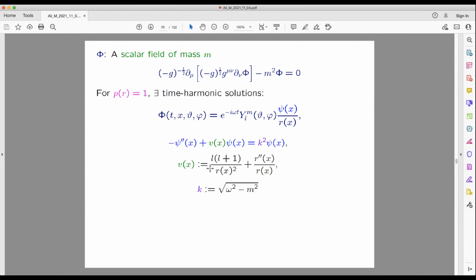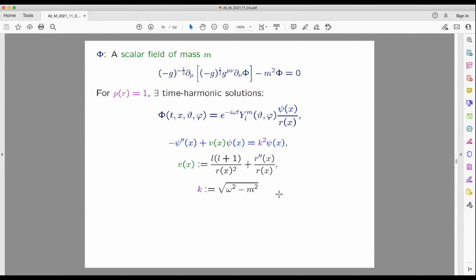I will not fix R of x, so this is general. The only thing I did was to set P of R equal to 1. And this K wave number is the square root of omega squared, where omega is the angular frequency of the wave, minus the mass squared of the scalar field. Now, if you consider wormholes which are stable, then you have to confine yourself to low energy waves, because if the wave is high energy, then it will interact with the metric.